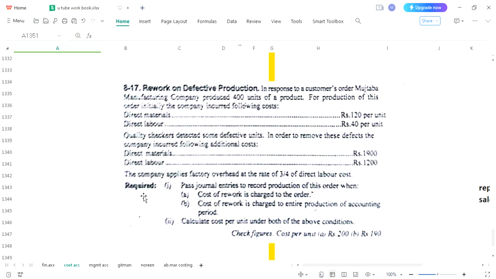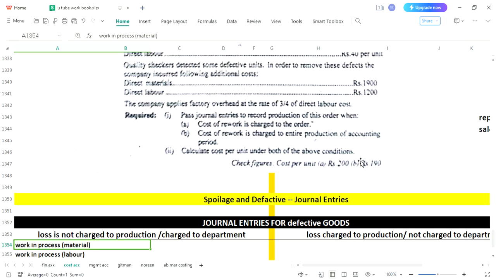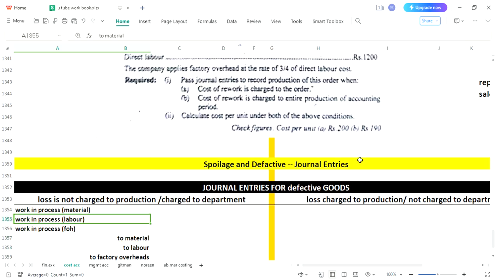And the very important matter about factory overhead is here: the company applies factory overhead rate at 3 over 4 of direct labor cost. So this rate would be used for total as well as for defective pairs. Now we are going to put amounts in journal entries, and here I will write the formula first. What you will do, units will be multiplied by per unit.